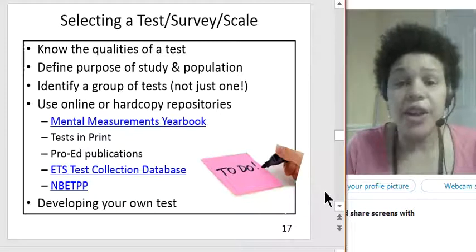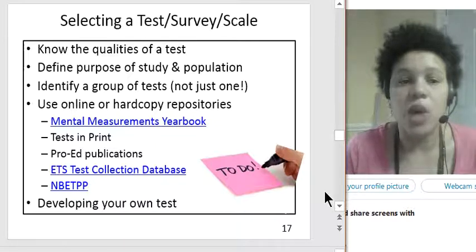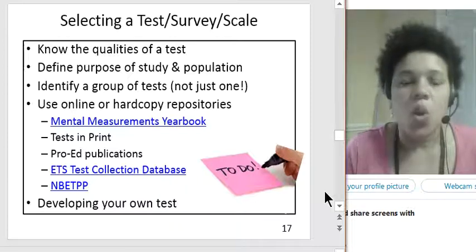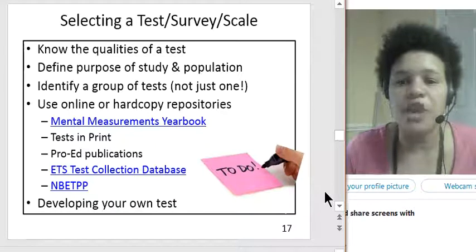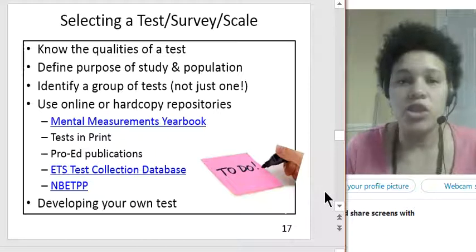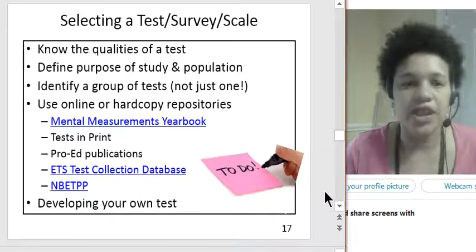Here's what we're looking for in terms of how the researchers that we're reading selected their test or survey or scale. Did they know the qualities of the test? Did they define the purpose of the study and the population? Were there a group of tests? We might consider it more valid if there was more than one tool used to measure a particular characteristic.